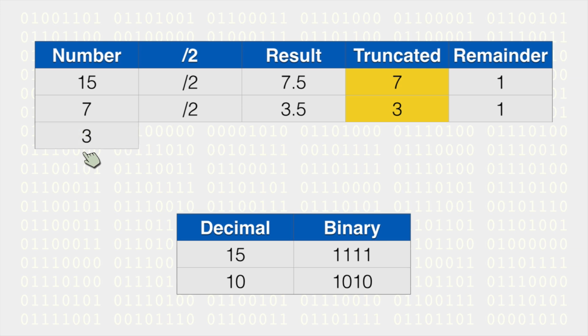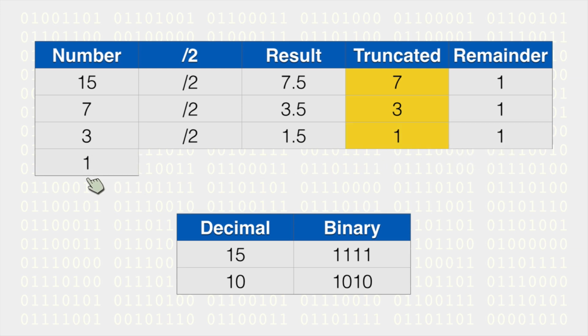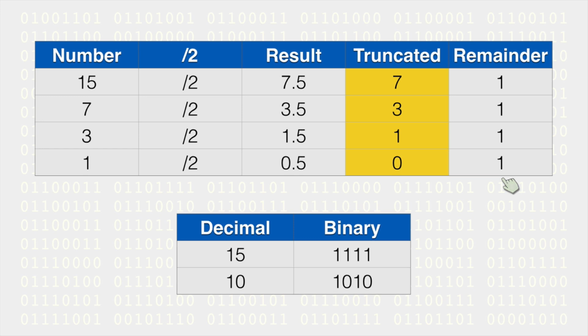Do that again, pull the 3 down, divide by 2. We're left with 1.5, truncated to 1, which leaves 1 as the remainder. We'll do this one more time. The number is 1 that we pulled down, divided by 2, which equals 0.5, which is 0, remainder 1. In this example, it's a little hard to see, but if we look at the remainders and go up that list, we'll end up with that same number, 1111. That's the same as we had with 15.